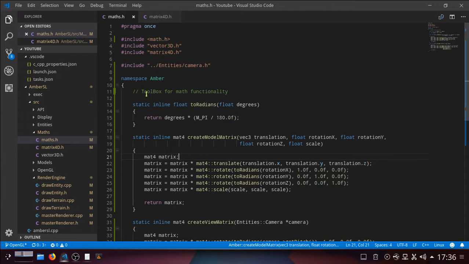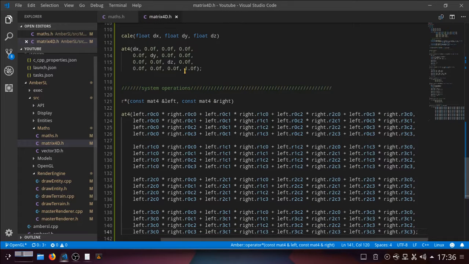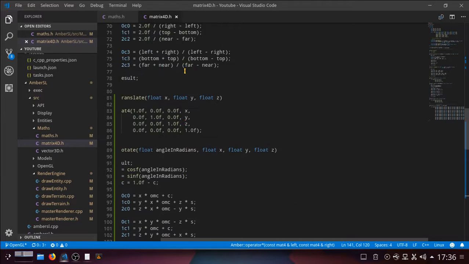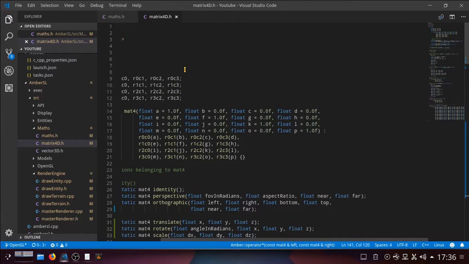We've now got something new included in our math.h. It's our toolbox to add maths functionality of two radians, creating a model matrix, and how to create a view matrix. This has added and extended our mat4 to include new things, which are a few new functions.